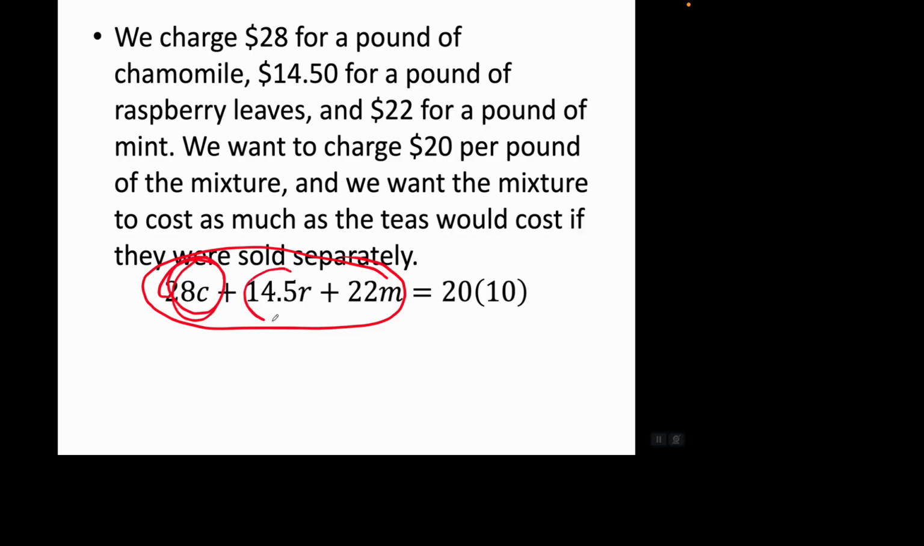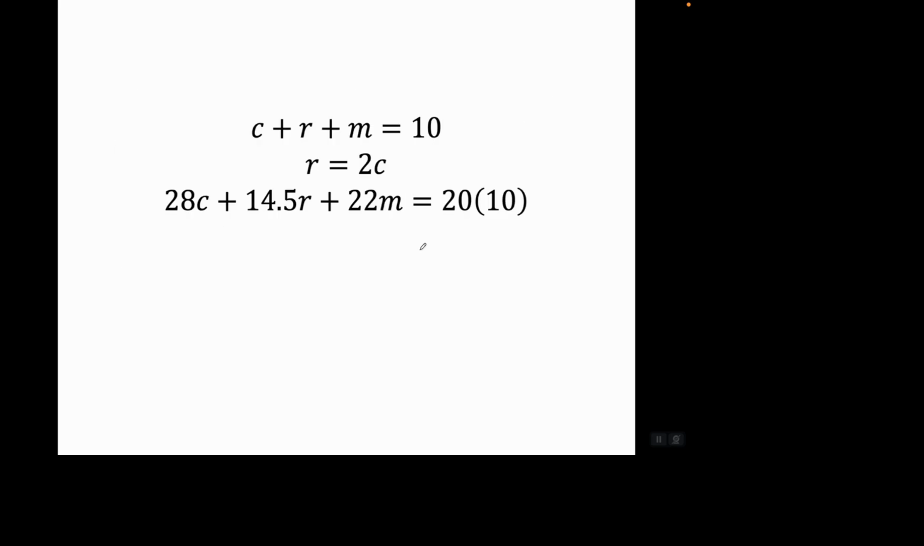In the same way, this is how much we'll charge for the raspberry that's in the mixture, and this is how much we'll charge for the mint that's in the mixture. That's if they are sold separately. But if they are all sold together, well, we have $20 for a pound of mixture, and we have 10 pounds of mixture. So that's the cost if they are sold together. Cost if sold separately, cost if sold together. The two should be equal.